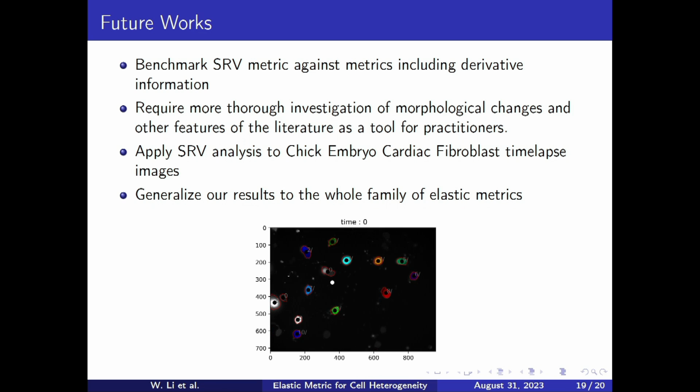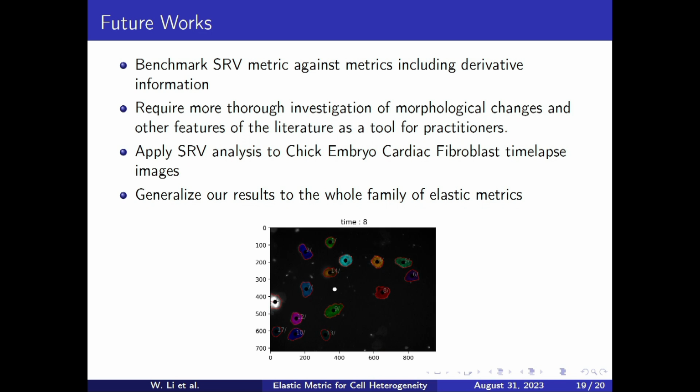Oh, sure. So one of the limitations of our work is that right now we only compare with the linear metric, which is a relatively simple metric, and we want to see whether the better performance of the elastic metric comes from it containing the derivative information. So that's why we want to compare it with a metric that contains derivative information, such as the Hessian metric. Does that answer your question? Yeah. Okay.